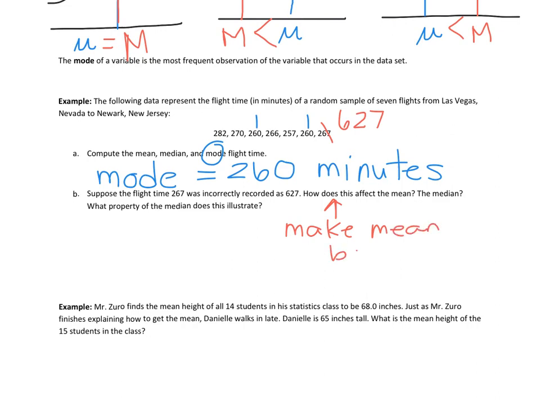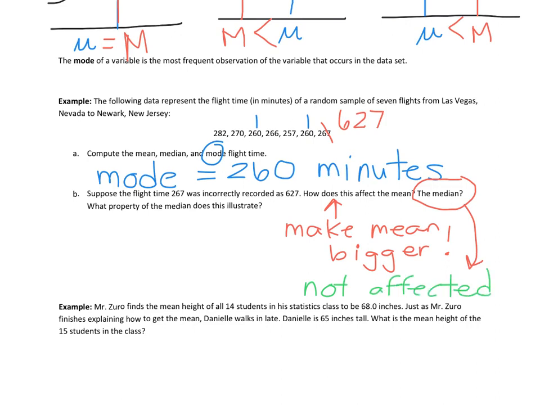And then what about the median? Well, remember, we're just looking at the physical middle. And that extreme value is in the tails. It's on the outside. So the median, I'll write it in a different color, is not affected. And what property of the median does this illustrate? The median is resistant. And it's helpful to say in your head, resistant to extreme values.